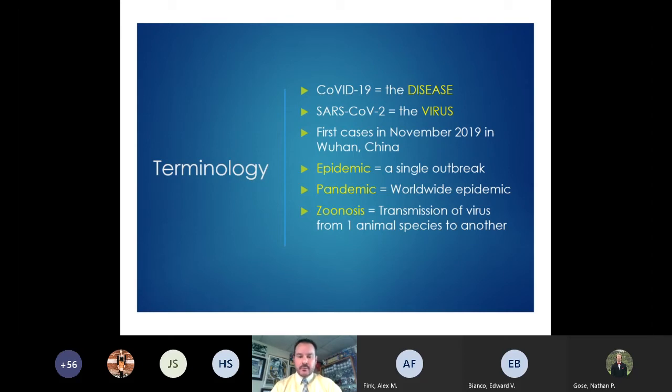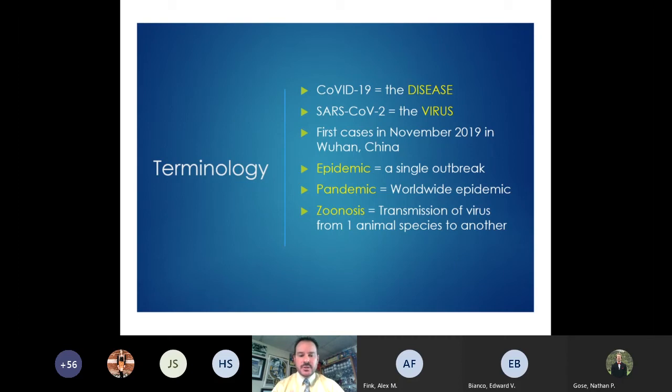Something else that's going to be important for us to talk about. This is a virus, I used the word emerging. So this is a virus that has come from a different animal source, a different species, and has now infected humans. And so we call that process zoonosis. So it's the transmission of a virus or something from one particular animal species to another animal species. So we can refer to this virus as zoonotic, and the process is zoonosis.